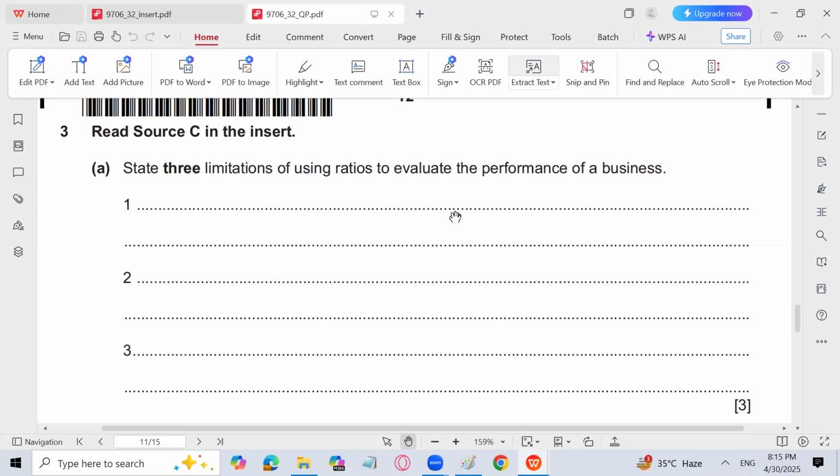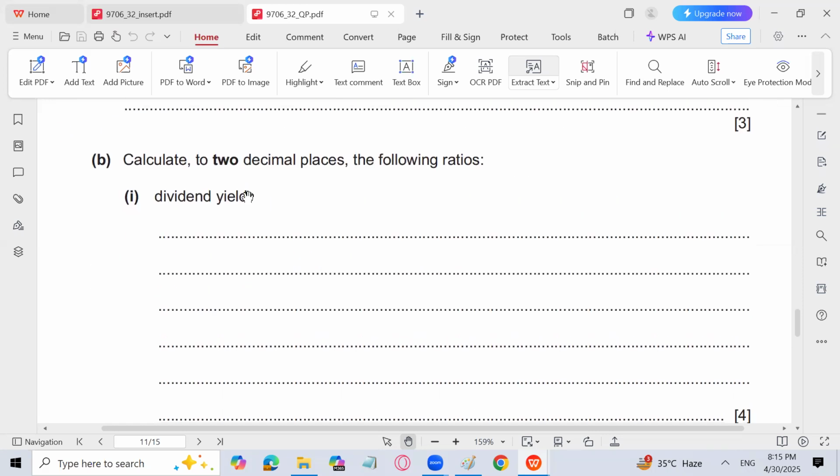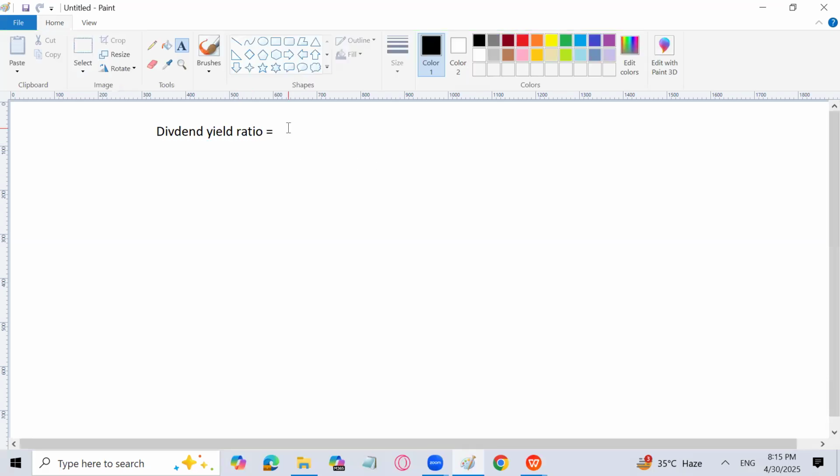Let's move forward. Calculate to 2 decimal places the following ratios. Dividend yield ratio. So the first one which I'm going to solve is dividend yield ratio. Let's write the formula first, and then I will solve it for you. Dividend yield ratio. The formula is basically dividend per share over market price per share into 100.